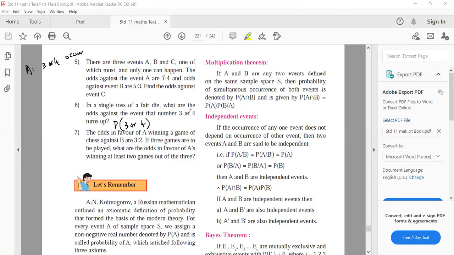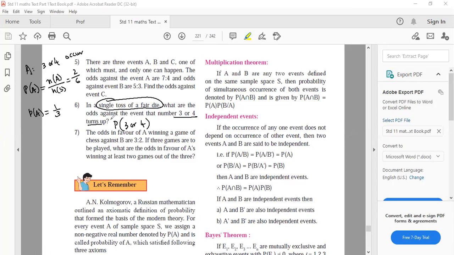We are going to define the event A as 3 or 4 turns up when a dice is tossed. So can you tell me what is the probability of A? 3 or 4. How many ways can 3 or 4 occur when a dice is tossed? Only 2 ways, out of 6. So the probability of A is 1 by 3.